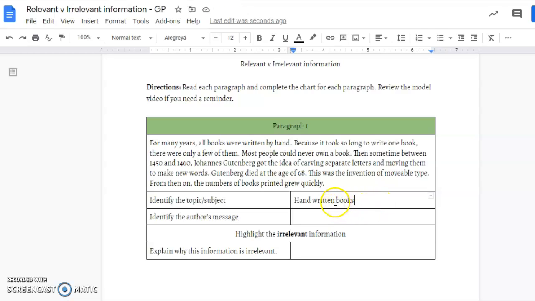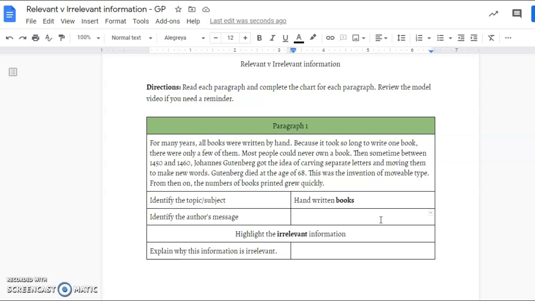Okay, I could even go as far as just saying books, right? So for this, I'm going to actually go ahead and bold that because ideally that is what the topic is going to be, is books. We are being specific on handwritten books because that's kind of what it's introducing at the beginning. But for the most part, it is just talking about books, okay?